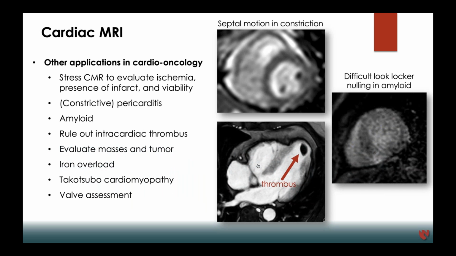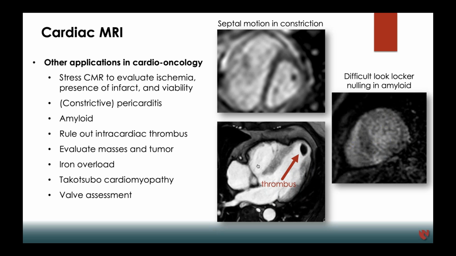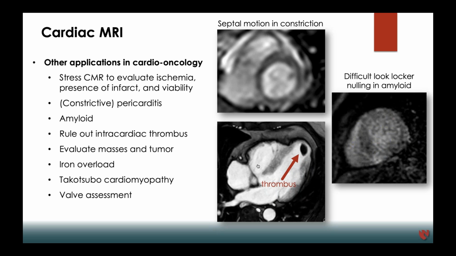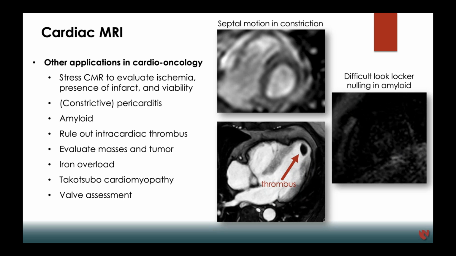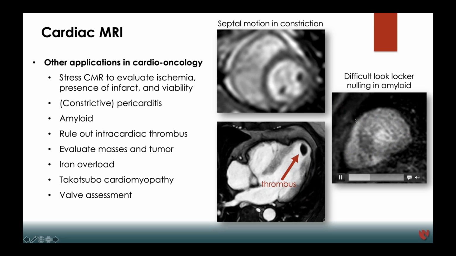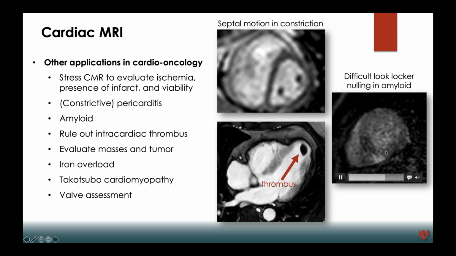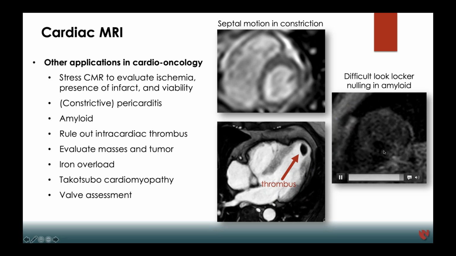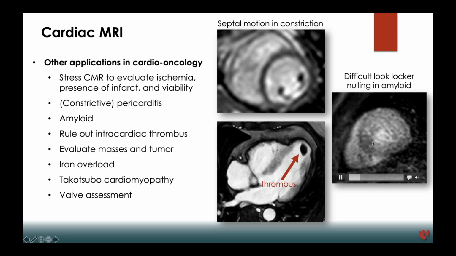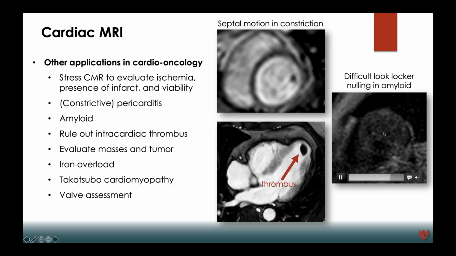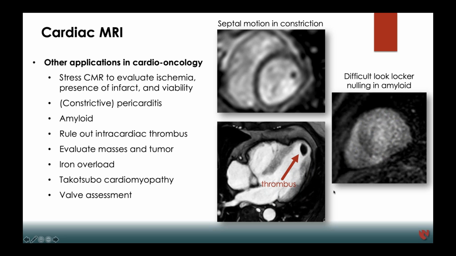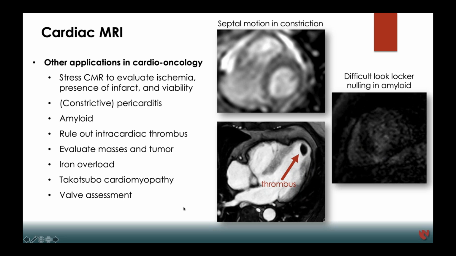Some other applications of cardio-oncology and MRI: look at constrictive pericarditis. Again, like I mentioned before, amyloid. Here is an example of a Look-Locker sequence used to set up our LGE images. And in this case, the myocardium is nulling, or excuse me, becoming bright and takes up contrast before the blood pool. And that's pretty suggestive of cardiac amyloid.